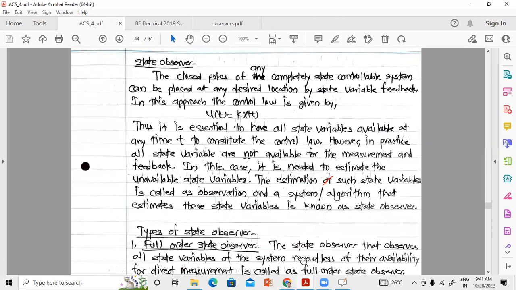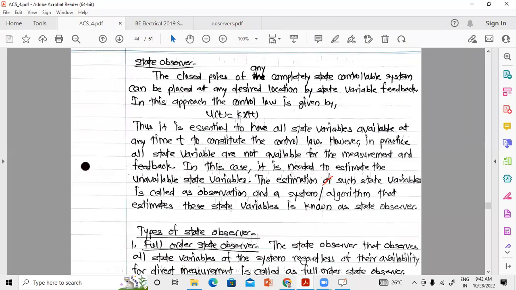However, in practice, all the state variables are not available for the measurement and feedback. In such cases, it is needed to estimate unavailable state variables. The estimation of such state variables is called observation. Estimation of the unavailable states is called the observation.